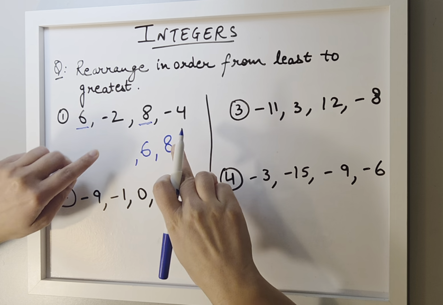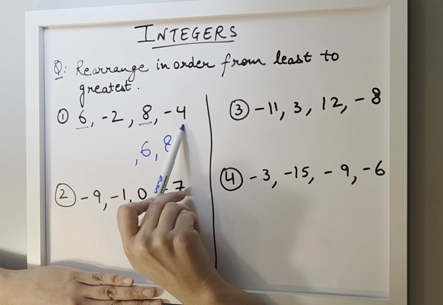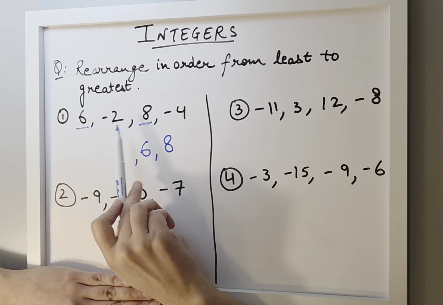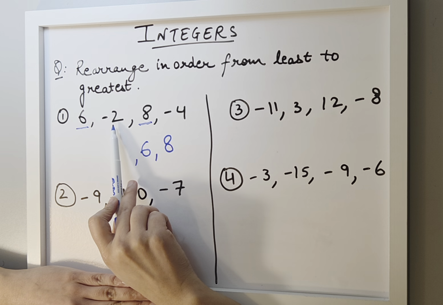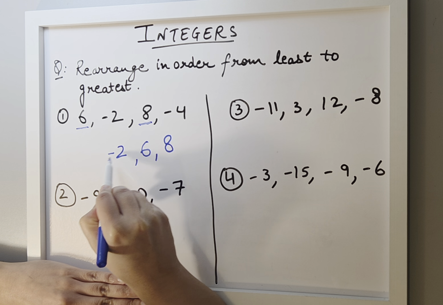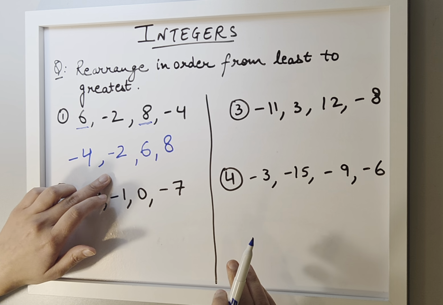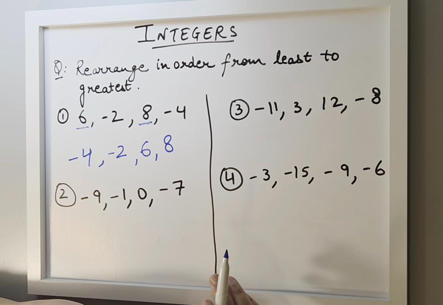Now what we are left with are 2 numbers, -2 and -4. Out of these, which one will be greater? In negative values, the smaller number is the greater number. So -2 will be greater, and then the least value will be -4. So -4, -2, 6, 8, from least to greatest.